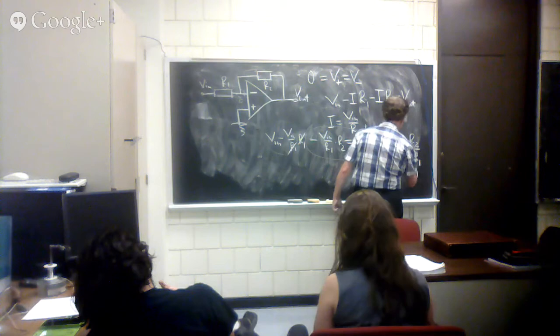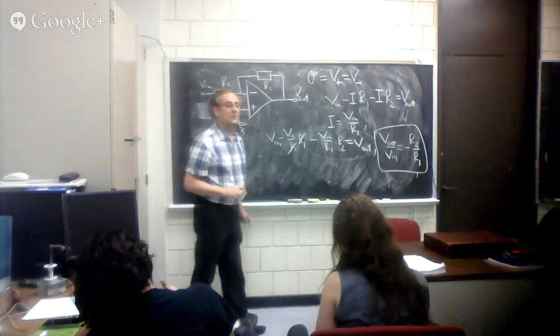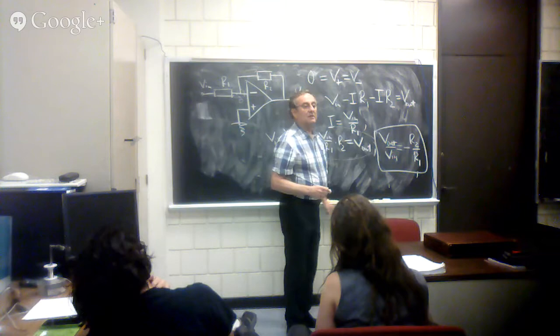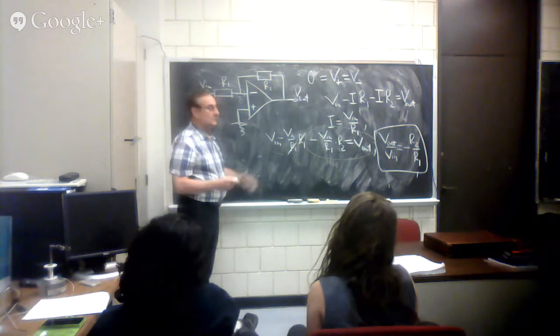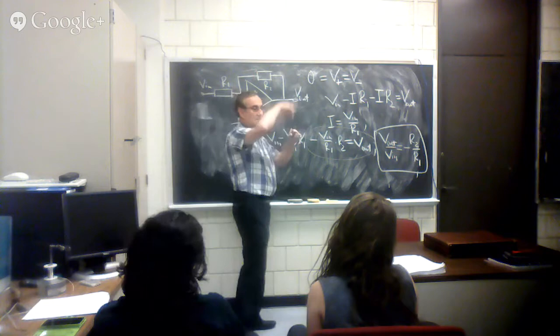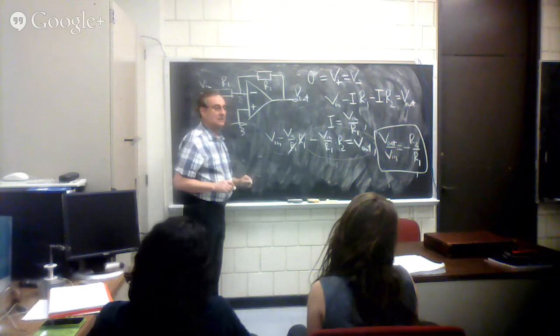So I conclude if I want an amplifier, I can just make R2 larger than R1 and I will have my amplifier. 100 times, R2 is 100 times larger than R1. Minus means the signal will be inverted, but I know nobody cares about it. So what's the difference, right?